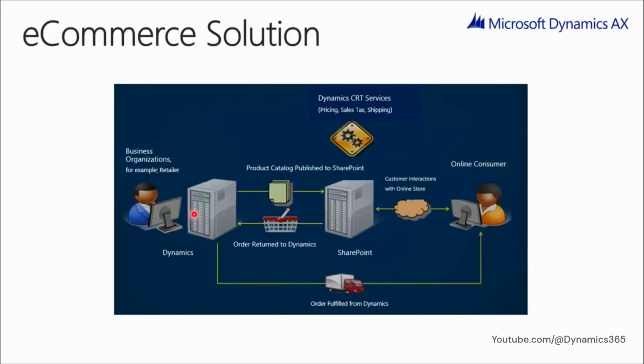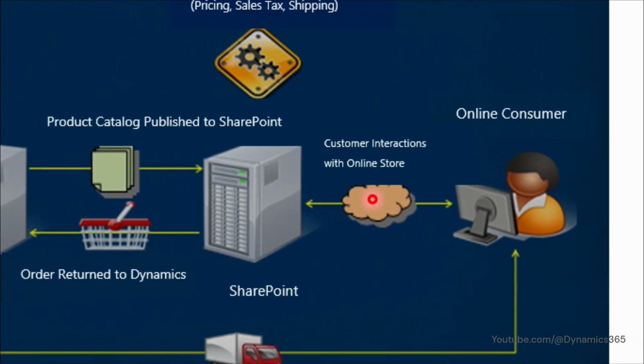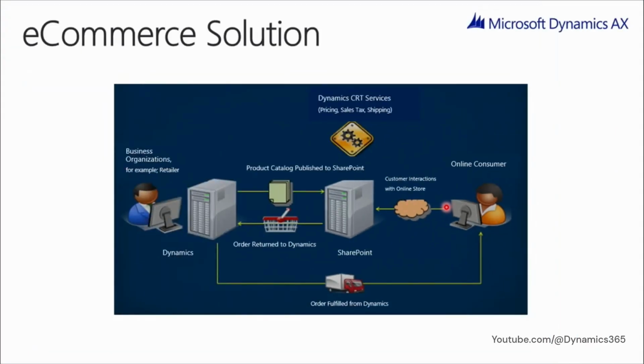If you take a look at this slide, it talks about e-commerce solution, wherein the product catalog for the online store is built by a retailer in Dynamics AX. The catalog is then published to SharePoint, where the online store is hosted. The publishing of the catalog makes the products available in the online store, and the online shopper browses the online store, adds the product to his basket, and then goes through the checkout process to place an order.